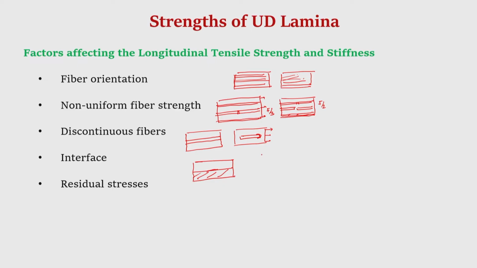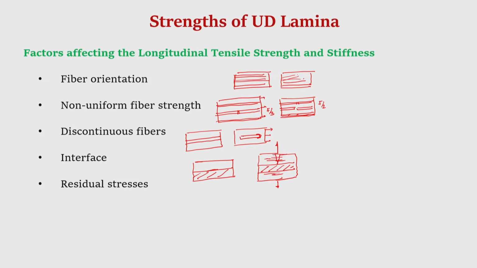For example, what is transverse strength? I think you can understand that. Suppose you have a lamina. Suppose this is the fiber, this is the matrix, and this is the fiber. Suppose we apply transverse load, then what happens? Under transverse load, sometimes the matrix cracks.